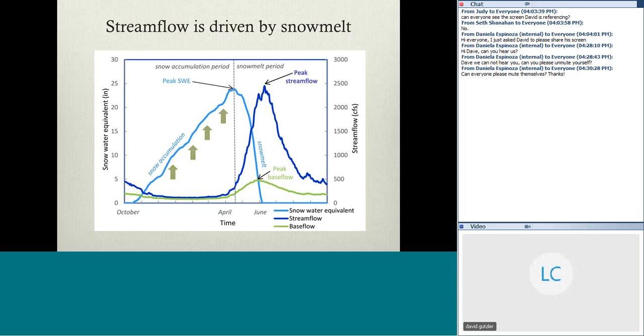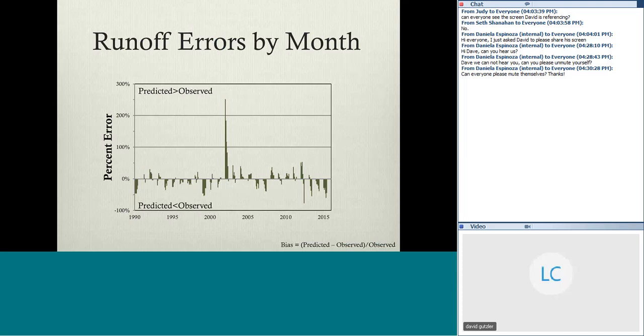There's March and April. And this plot shows runoff errors by month, and it starts in 1990 and goes through 2015. These are the NRCS water supply outlooks. And we're showing the percent error in the water supply outlooks for each year and by month. And on the next slide, I'm going to zoom in on 2002 so you can see things a little more clearly.